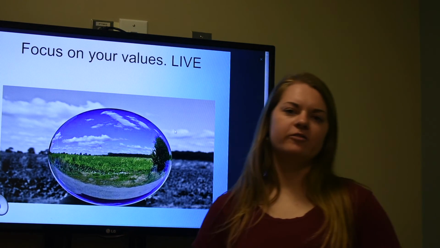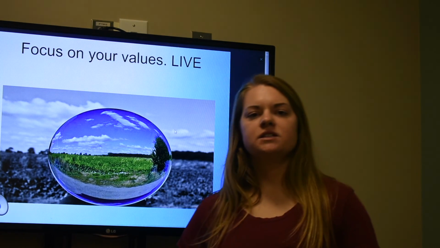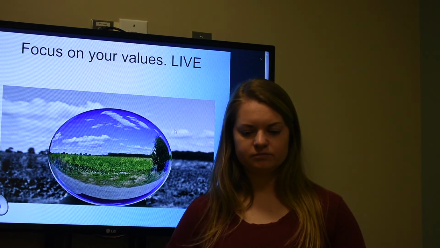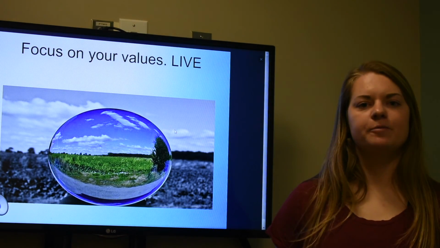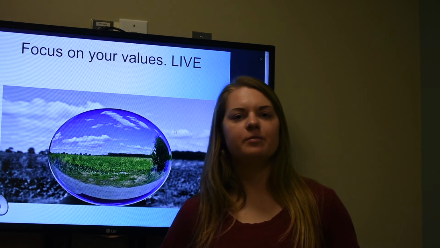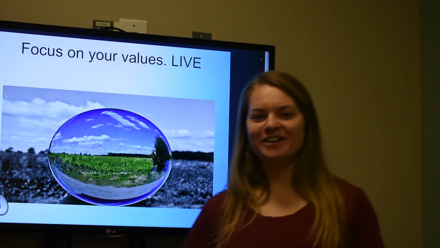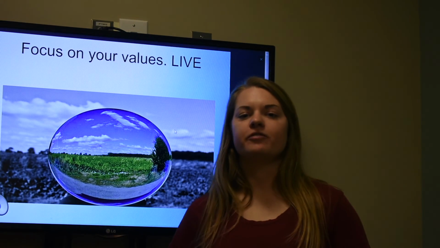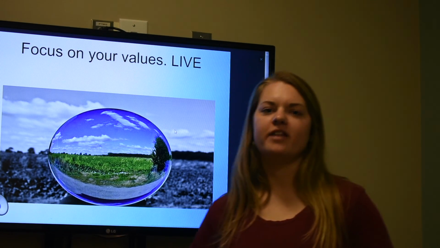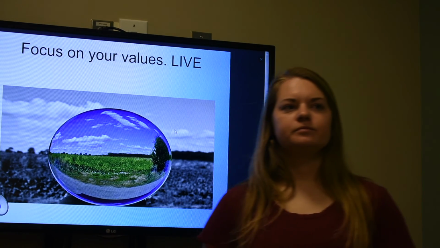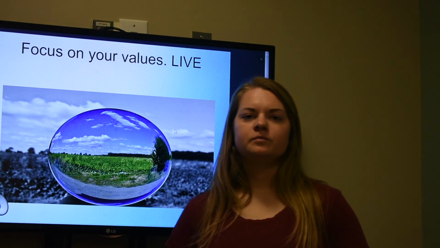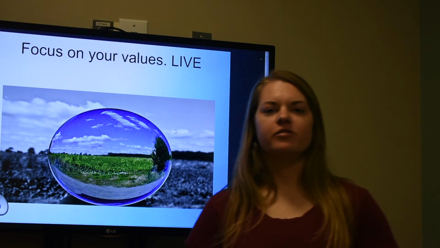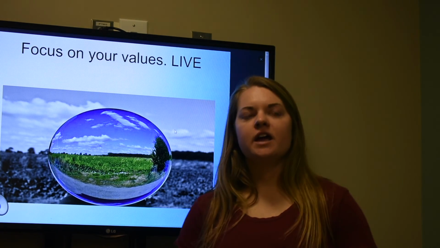So do yourself a favor. Take the time to know, define, and write down your values. Put them in a safe spot, whether it be on your bedside table or in your wallet. Keep them so you can refer to them, and it'll be easier to live by them. Know what you value, define what you value, and live what you value.